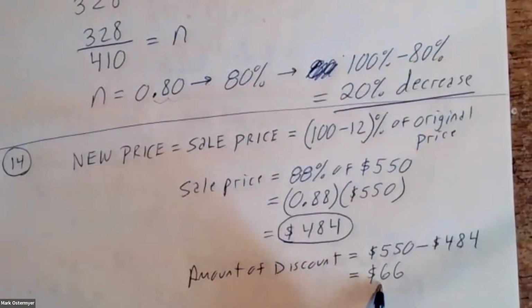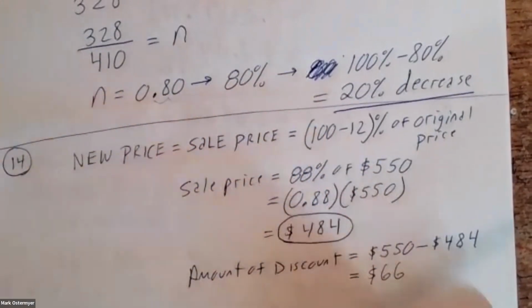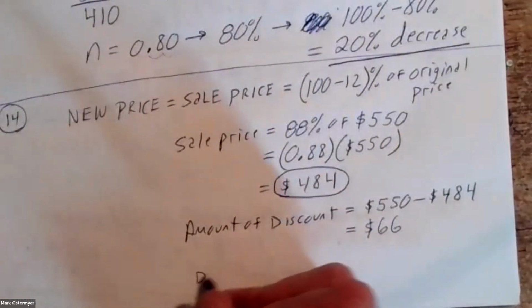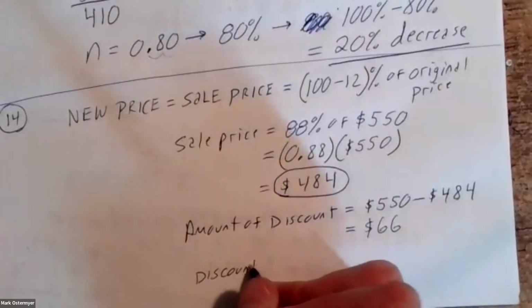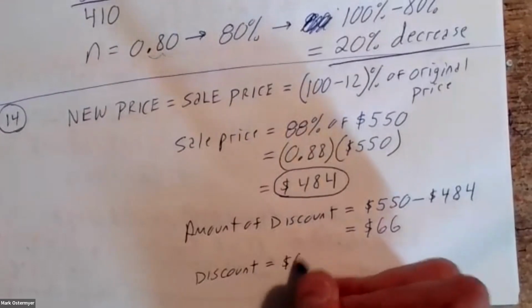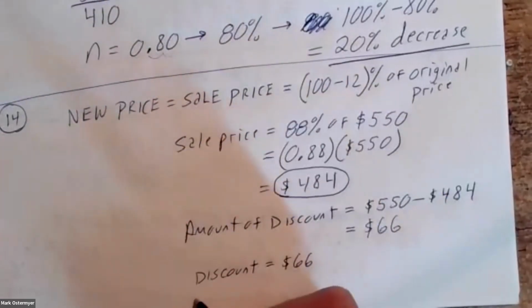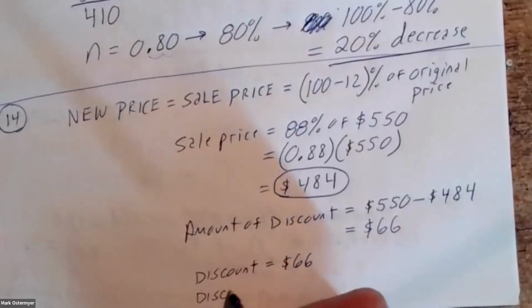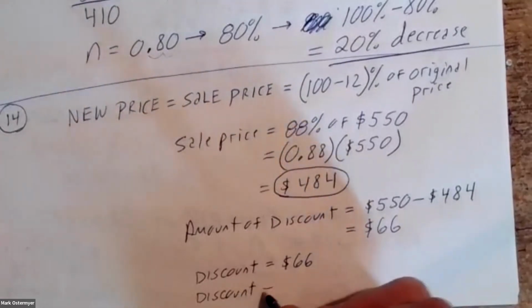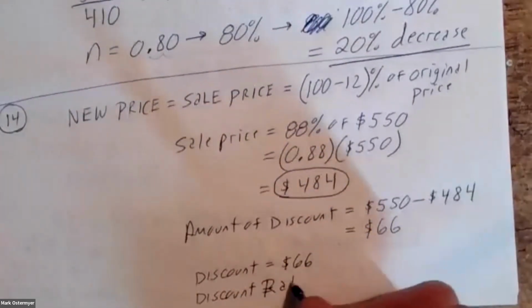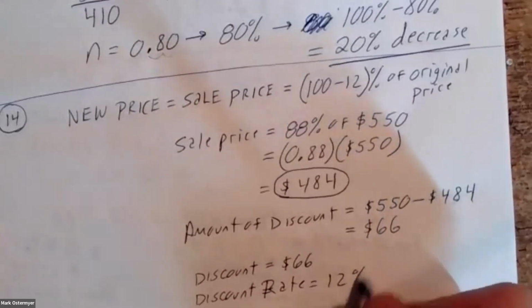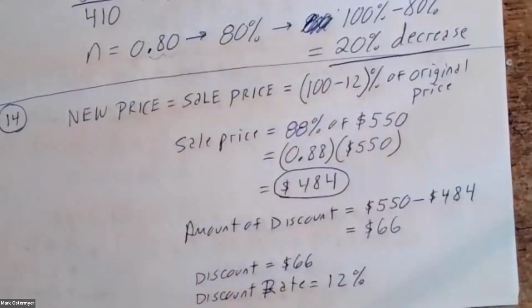So ladies and gentlemen, $66 is the discount. The discount rate is 12%. Let me write that down. That's important. So when I say discount, that's a dollar figure. That's $66 off. But if I say discount rate, remember a percent's a rate. So if I say discount rate, that's what? 12% off, correct? Is that true? Okay.